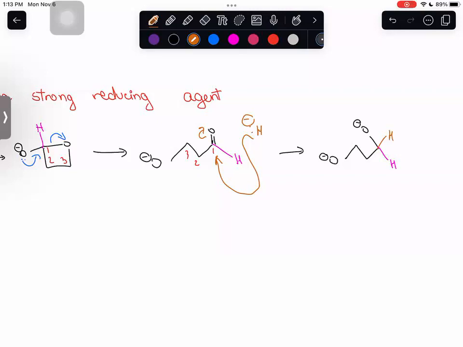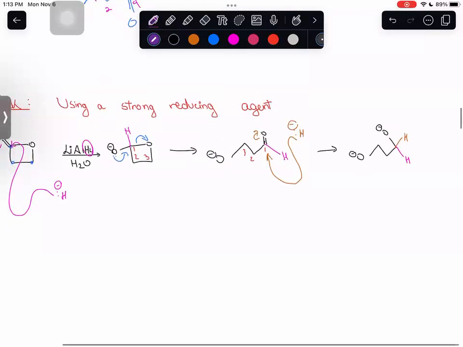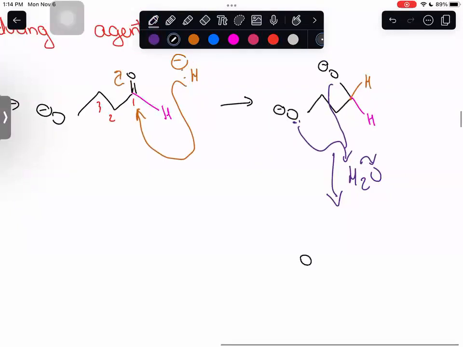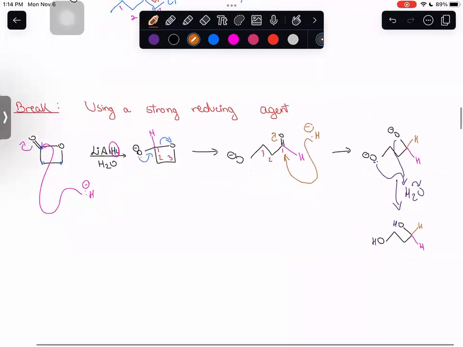Do we see it? Okay. Now at this point, your solvent, which is gonna be water, is just gonna protonate them. And that's it. So we end up with 2 primary alcohols in there. Questions?